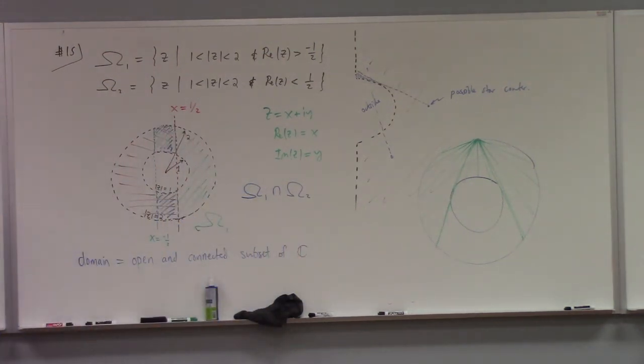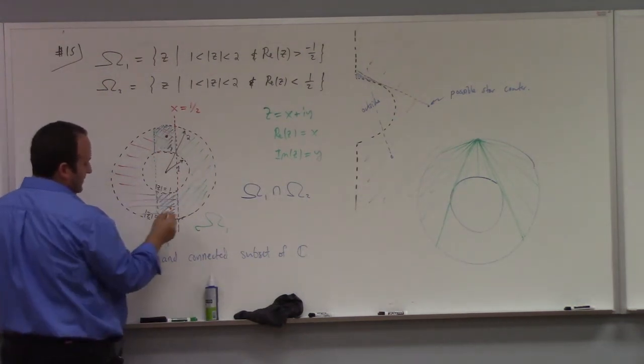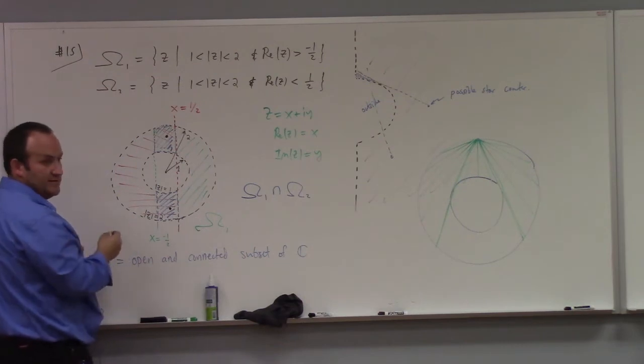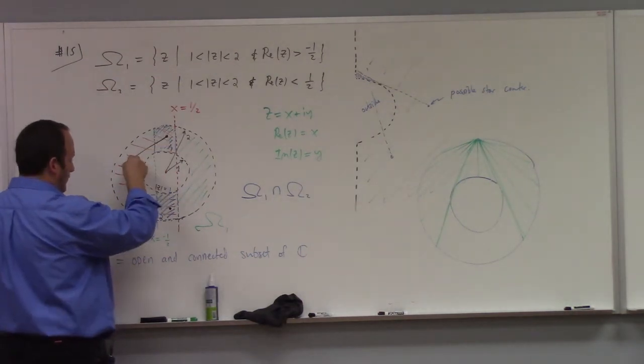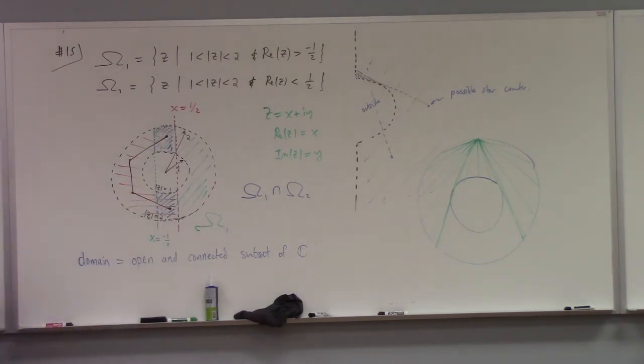Now, the red shaded region and the green shaded region were both connected. They're not star-shaped, but they are connected. They're connected because if I pick this point and this point, both in omega 2, I can go like this. There's a broken polygonal path going from one point to another, no matter where they are in omega 2. So omega 2 is connected, and it's also open because each point is interior.